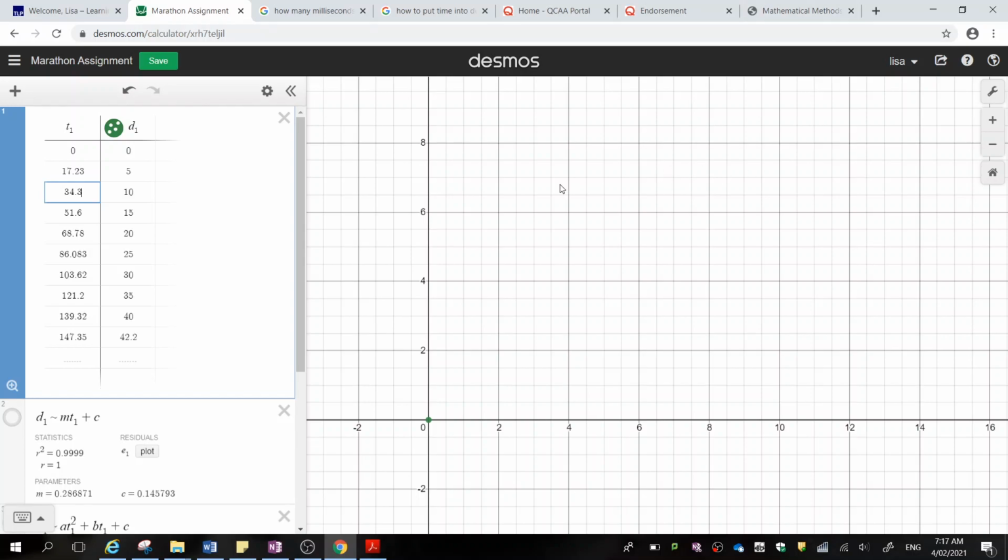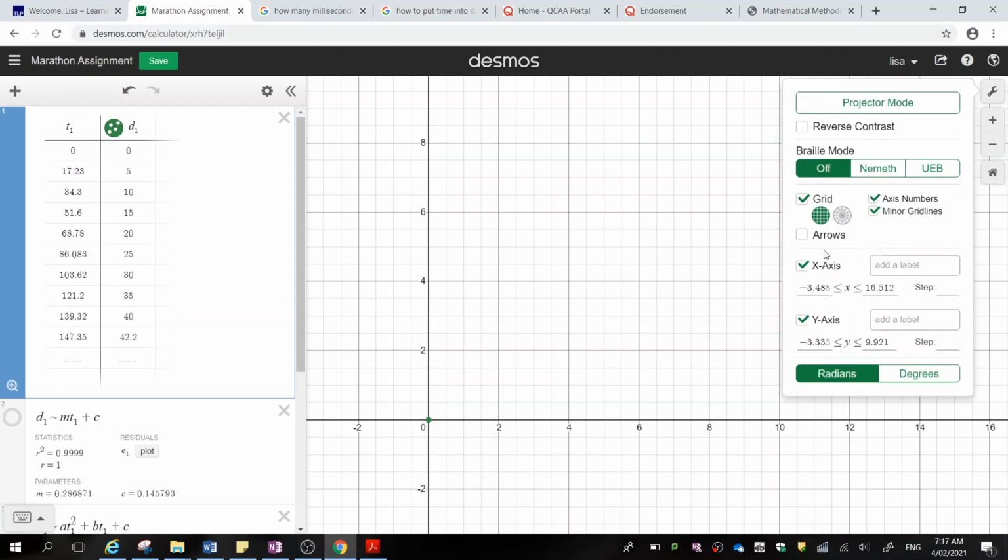Now I can set my view window. So if I go over here to the little spanner, click that one. Now my x-axis is going to be my time axis. So I'm going to add a label, time, and in brackets I'm going to write minutes. Now if you forget to put your labels on your graph, you will get marked down in the communication section.